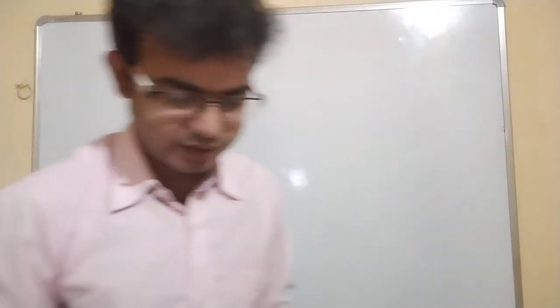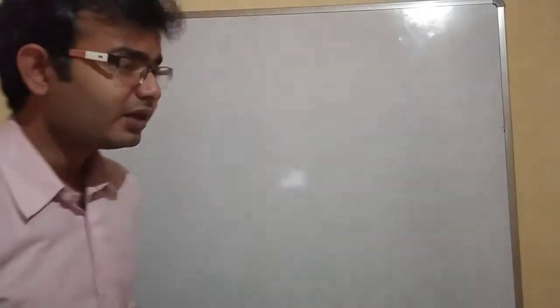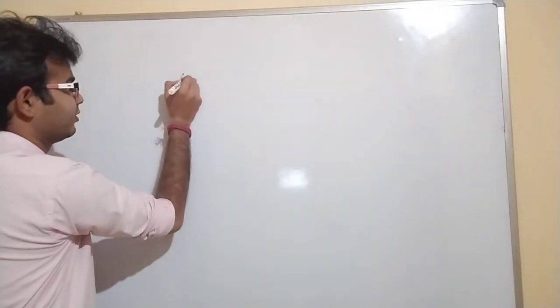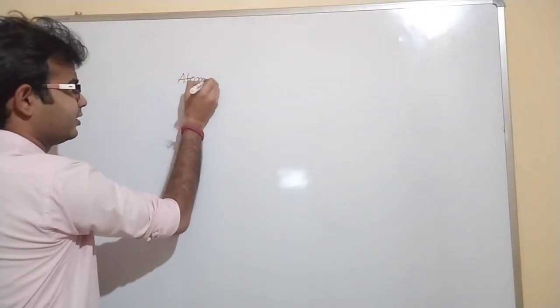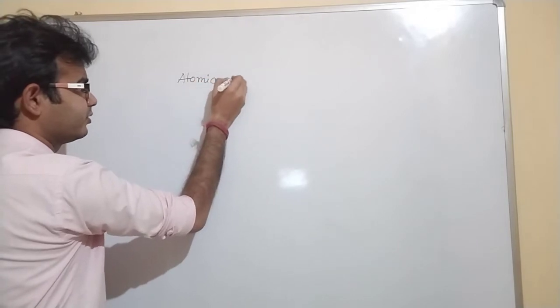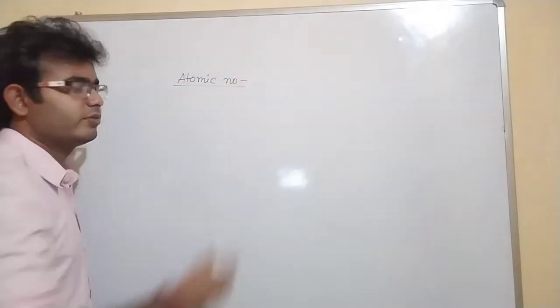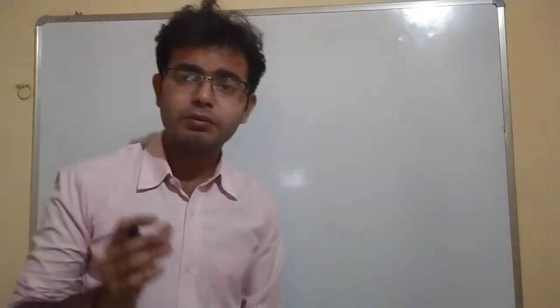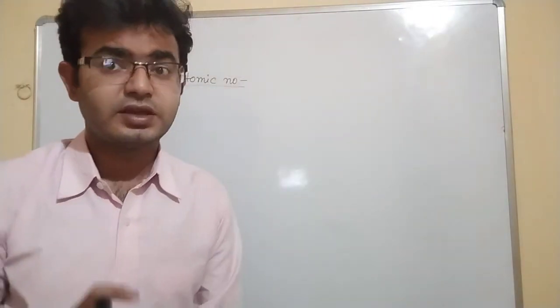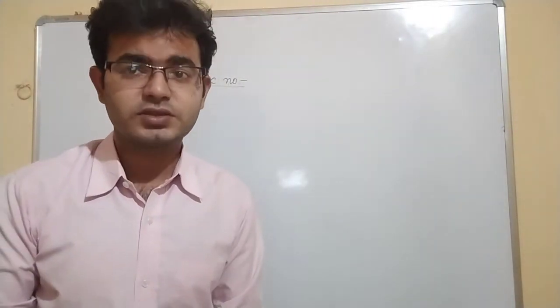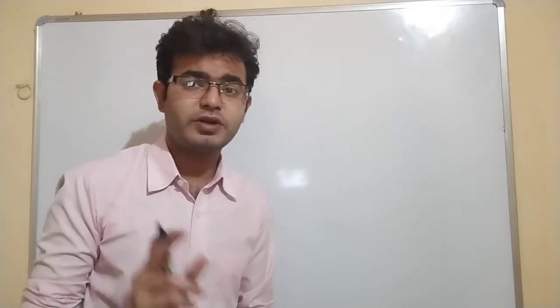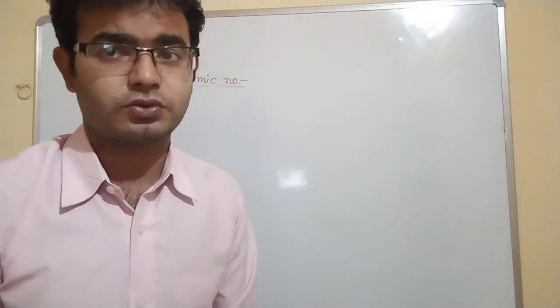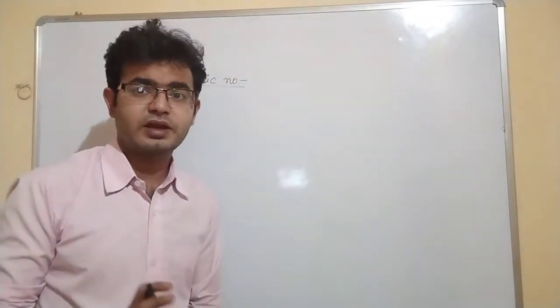So we proceed to the next topic. Here we are going to discuss atomic number. So now what do you mean by atomic number? Atomic number is a number which represents the atom. Means for any atom the atomic number is fixed. Remember this one. कोई एक particular atom के लिए उसका atomic number fixed होता है. So atomic number represents the atom also.